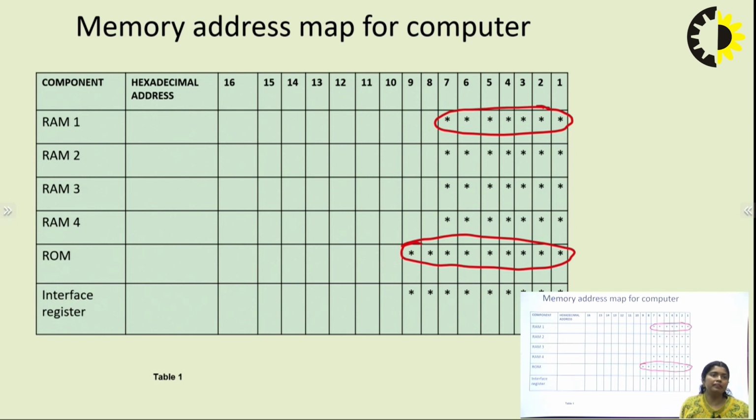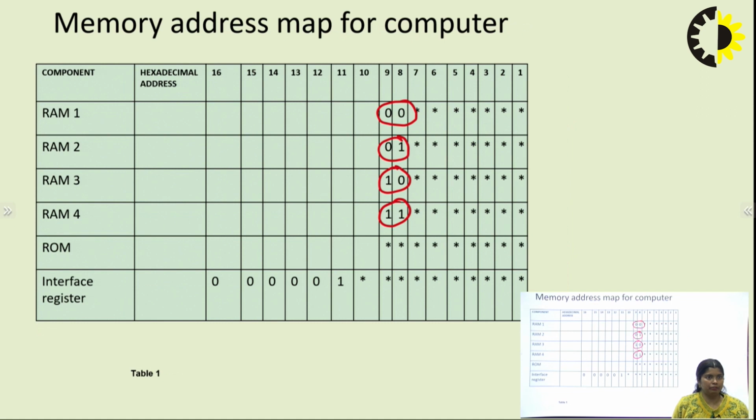Because the RAM size is 2 to the power 7. And the ROM is what? The ROM size is 512 cross 8. That's why we are using a 9-bit address bus. So there is a 9-bit address bus, and the interface register is already given, so there are also 9-bit values given.